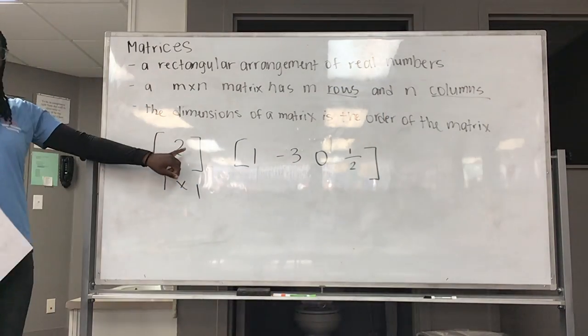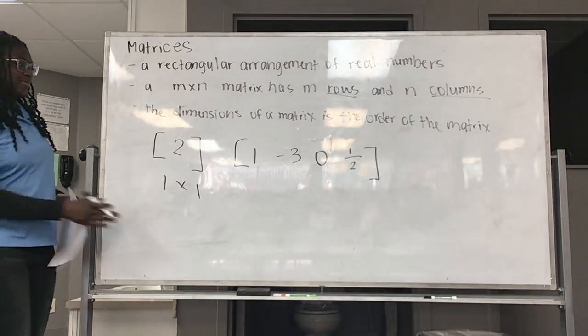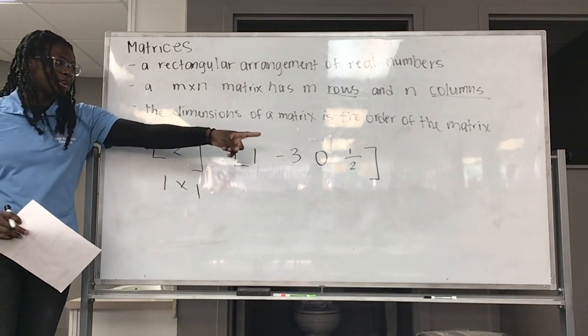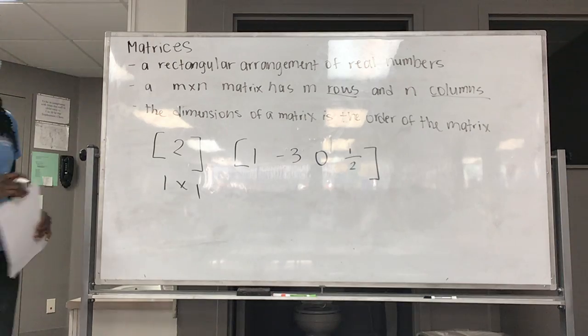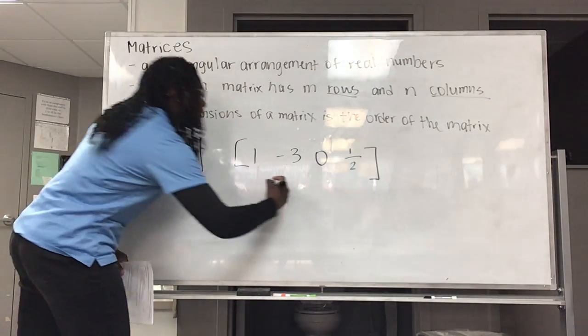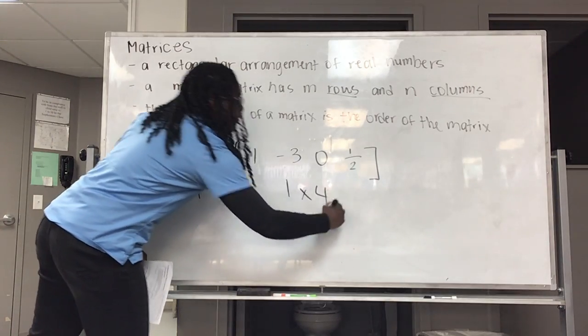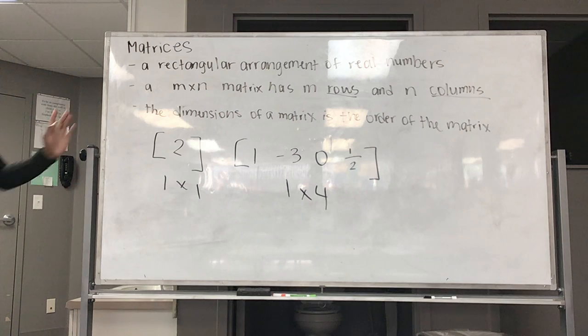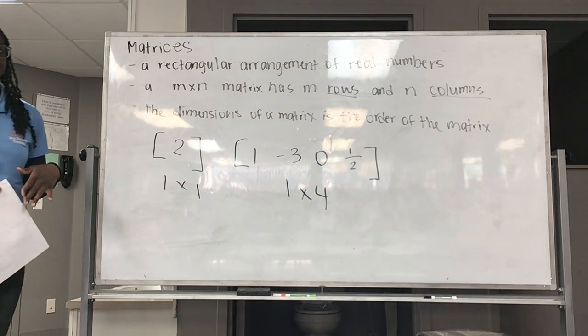Okay, I got my second one here. So don't look at this part. But this second matrix has one row going across, and then it has 1, 2, 3, 4 columns. So this would be a 1 by 4 matrix. So every time we're talking about matrices, the order is the rows by the columns. So always rows first and then columns second.